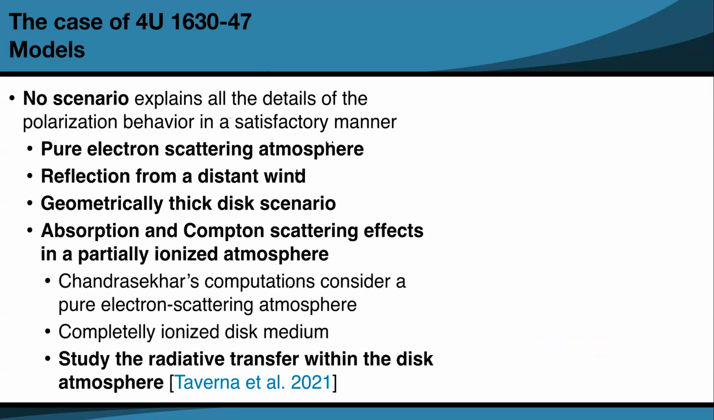And one last model that I would like to describe more in depth is based on the idea that, as I mentioned, the Chandrasekhar prediction assumes that only Thomson scattering occurs within the disk atmosphere. And a model that we have actually been working on since 2021, and that is the one that we applied to this data, is based on the idea to also include in the radiative transfer of photons within the disk atmosphere other effects such as absorption and Compton scattering.